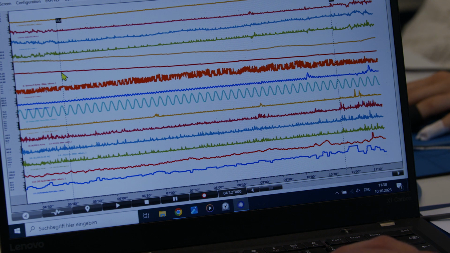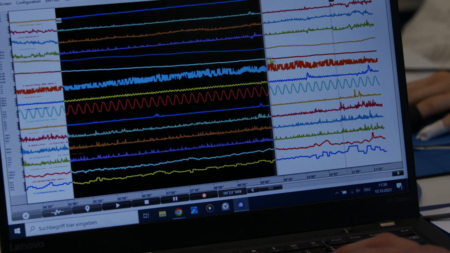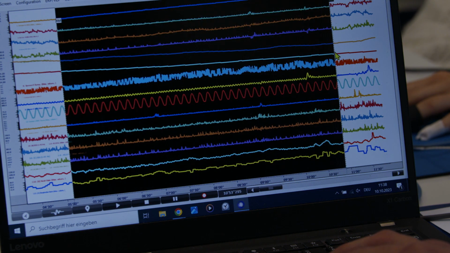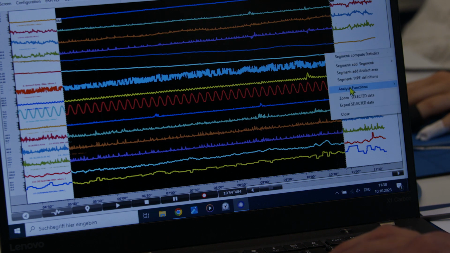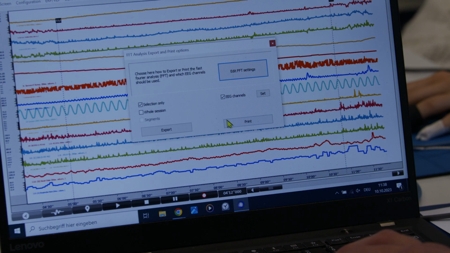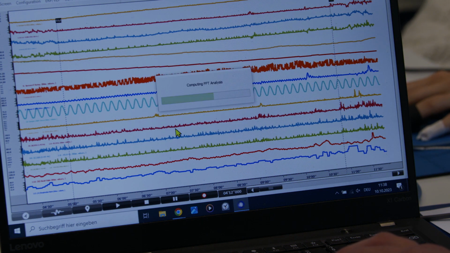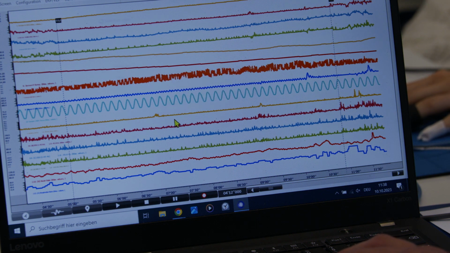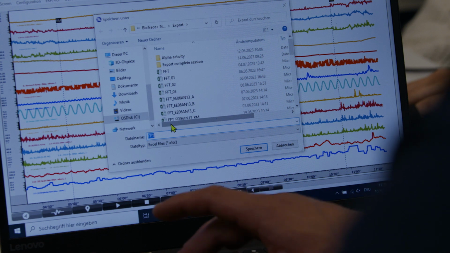That's why we will do a fast Fourier transformation. So we will select this segment and we use the analysis function and do a fast Fourier transformation. The setup is already as we want it to be, so we can export right away. We can label our data.